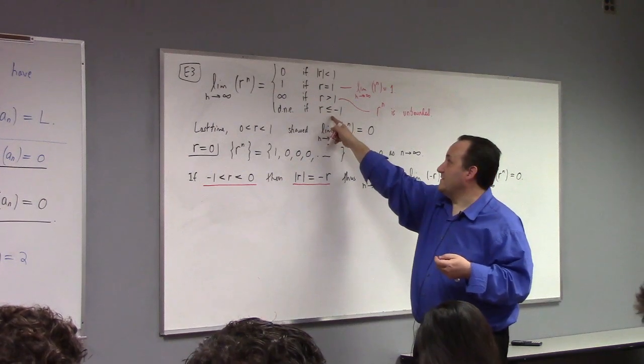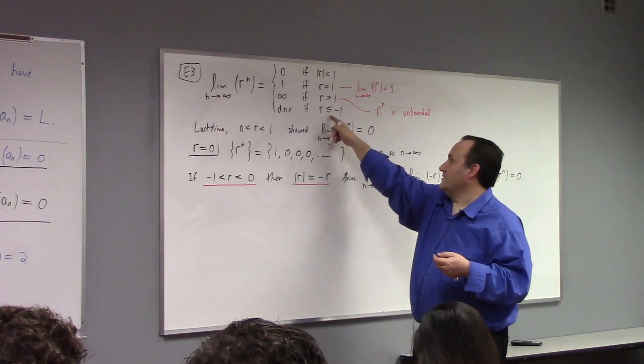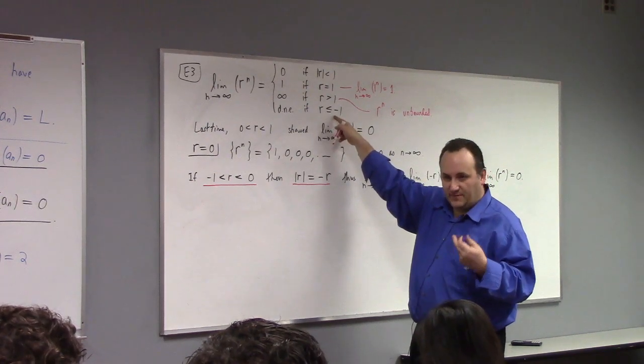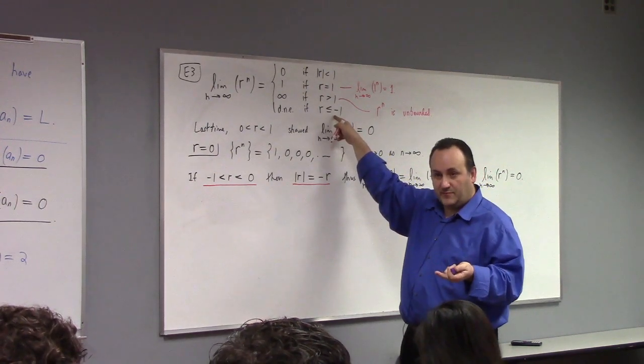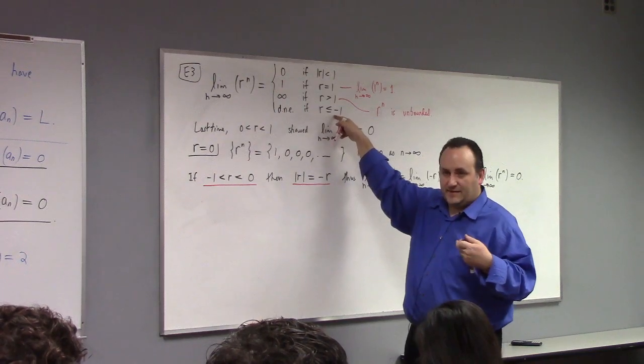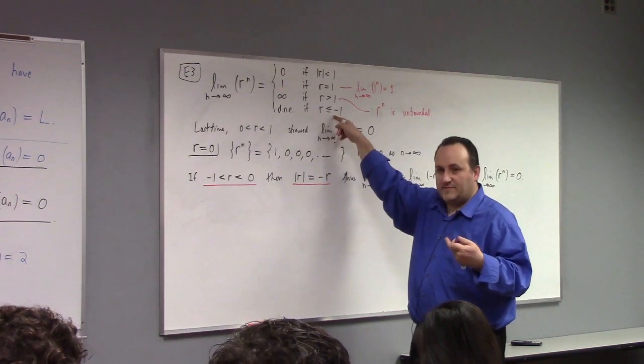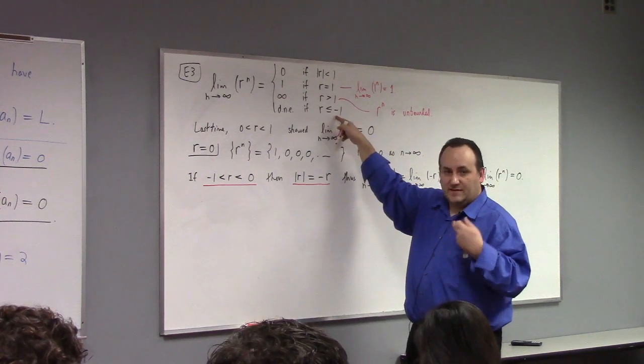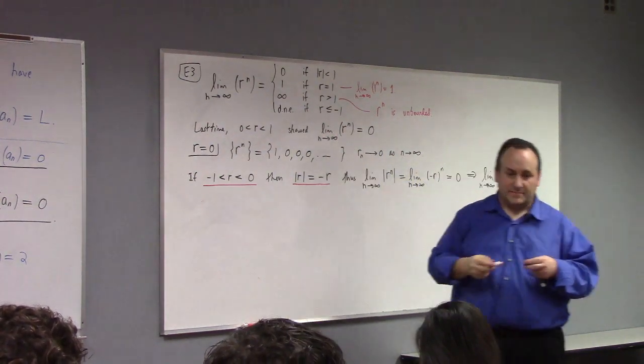If it's less than, well, excuse me, if it's equal to -1, we've dealt with that before. That's the -1 to the n. That was an example we proved before. It didn't exist because it had the 1 subsequence and the -1 subsequence. That one doesn't exist. And then if r is less than -1, again, it's an unbounded sequence, therefore it's not convergent.